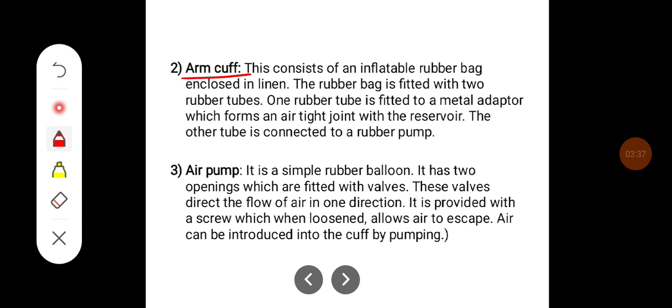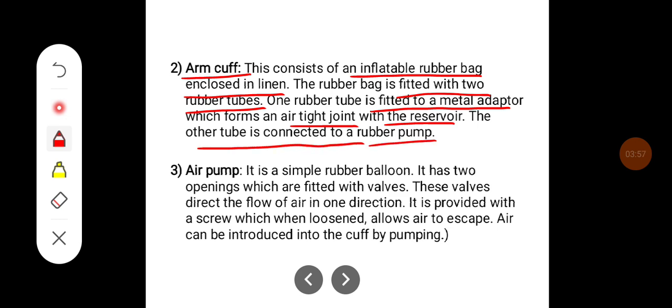Arm cuff. This consists of an inflatable rubber bag enclosed in linen. The rubber bag is fitted with 2 rubber tubes. One rubber tube is fitted to a metal adapter which forms an airtight joint with the reservoir. The other tube is connected to a rubber pump.